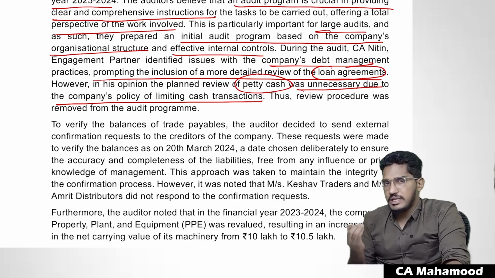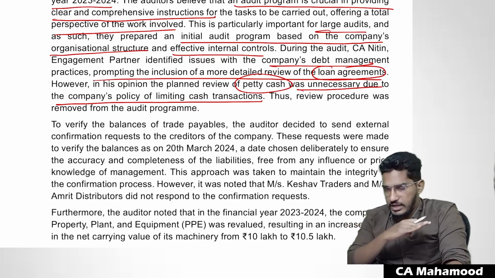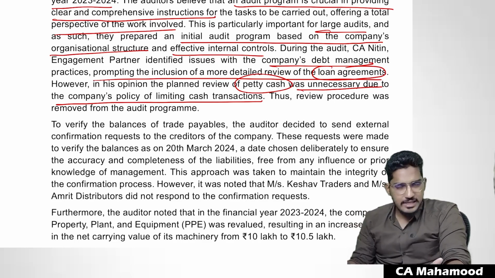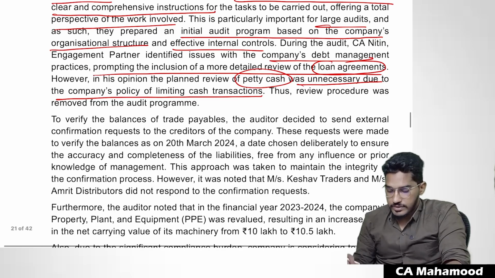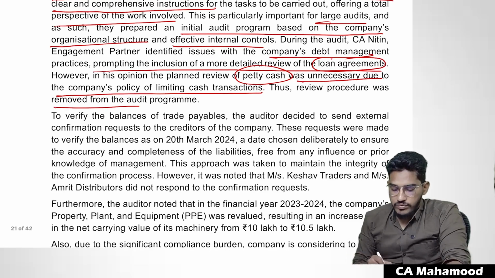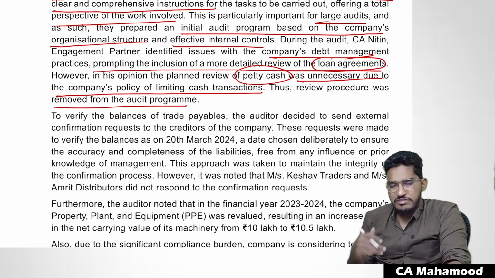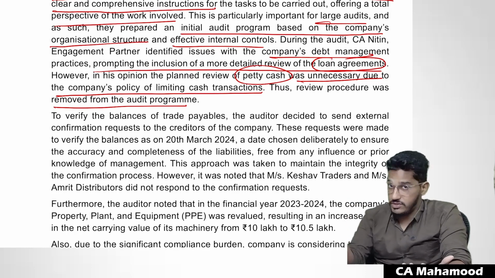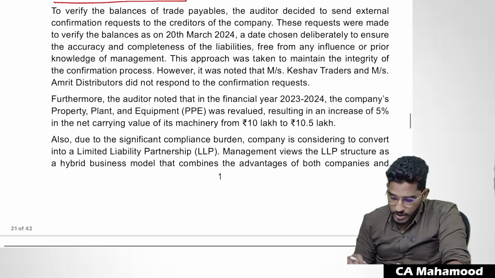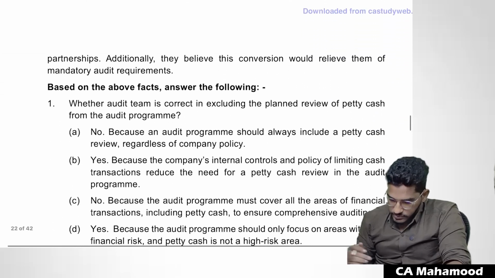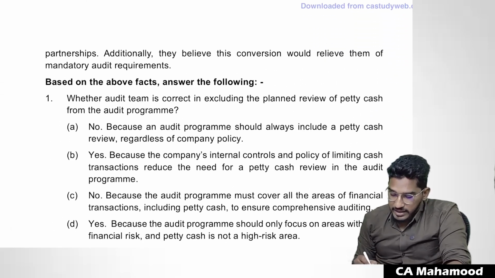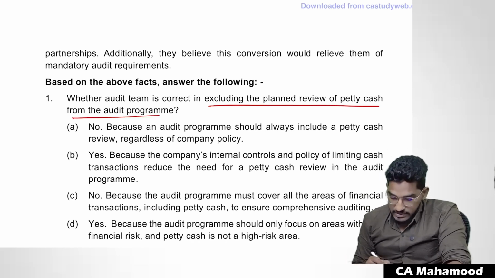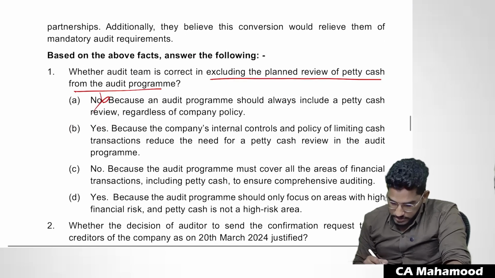Why? Because the company is limiting cash payments. They are avoiding the cash payments. Is that a wise decision? Yes, it is. Thus, the review procedure was removed from the audit program. So they felt we will not verify petty cash, other cash expenses we will verify. Is that a correct decision? Yes, there is a logic for that as well. So regarding that, we'll have one question, I guess. So this one, whether the audit team is correct in excluding the planned review of petty cash from the audit program? Yes, 100% yes. No is not a correct option.